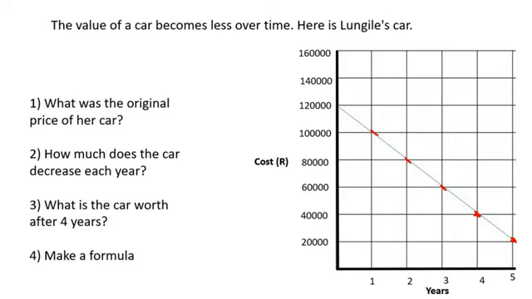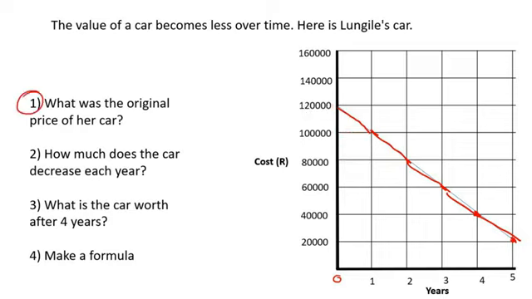This is Lungile's car. It starts at 120,000 at 0 years. So that's obviously when the car was brand new. And then after the first year, the car is now worth 100,000. After 2 years, the car is worth 80,000. After 3 years, it's worth 60,000. After 4 years, it's worth 40,000. After 5 years, it's worth 20,000. Okay, you understand that it's getting less and less and less.